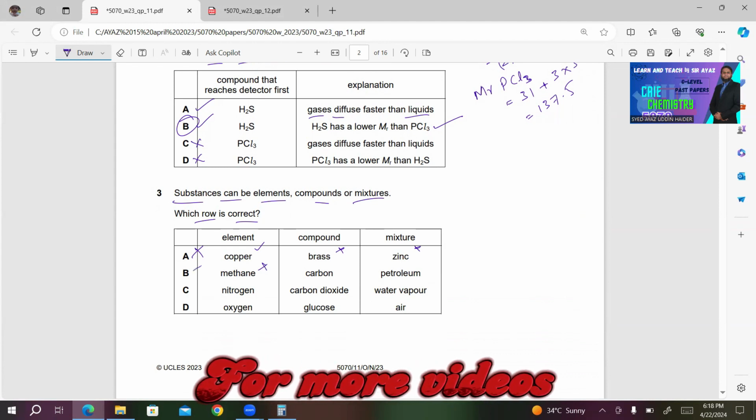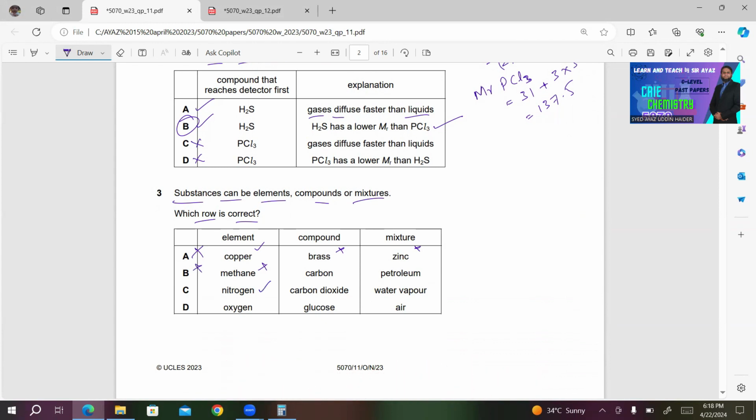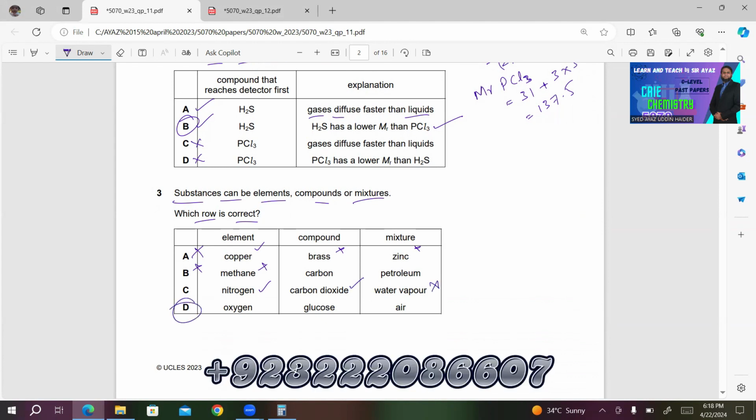C, nitrogen is element. This is correct. Compound, carbon dioxide. This is also correct. Mixture, water vapor. This is incorrect. So obviously D will be the right answer. Element, oxygen. Compound, glucose. Mixture, air.